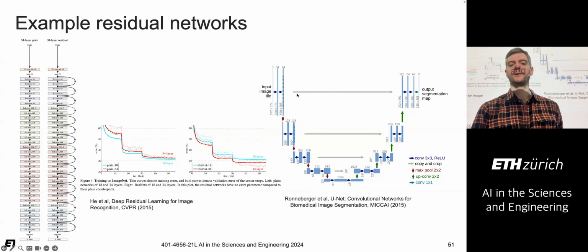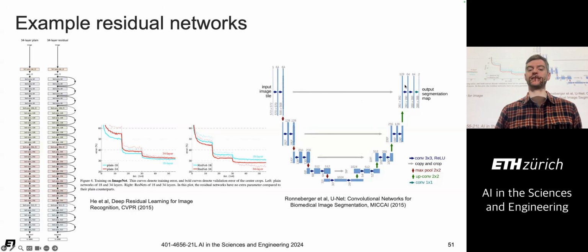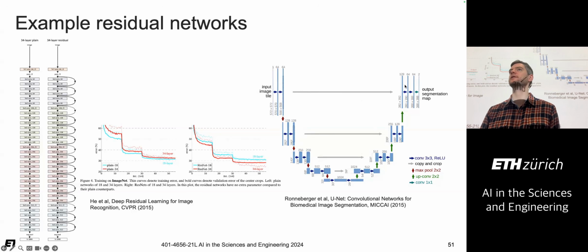So this network is really interesting. It learns across different scales and learns residual differences between the inputs. And it turns out that that's really good at doing segmentation of many different types of images, actually.